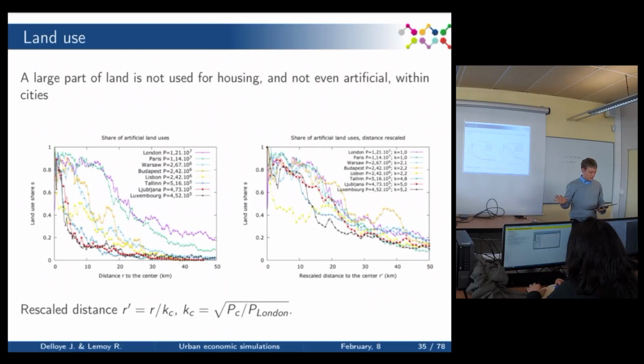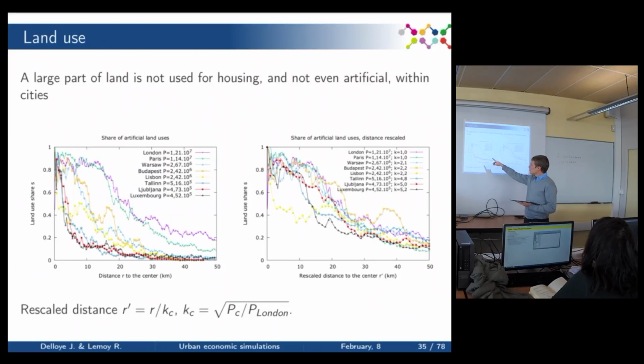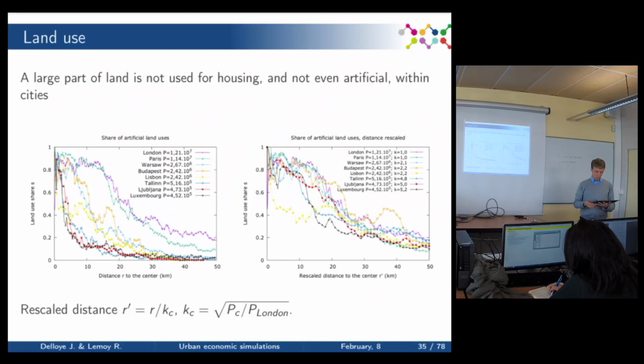Okay, so just to mention that there's a problem of land use in this urban economic model. Land is not all artificial, and if you look at the land which is used for housing, it has more or less the same shape as the artificial land shown on these two graphs. It's just that instead of starting at 100%, it starts more or less at 50%. So in the center of European cities, you have more or less 50% of land which is used for housing, and then it decreases again exponentially with the same scaling laws. Okay? So that's one problem of this urban economic model. It doesn't describe land use in an accurate way.